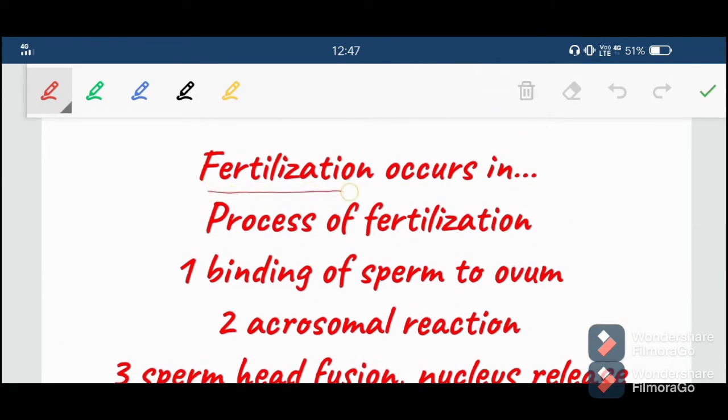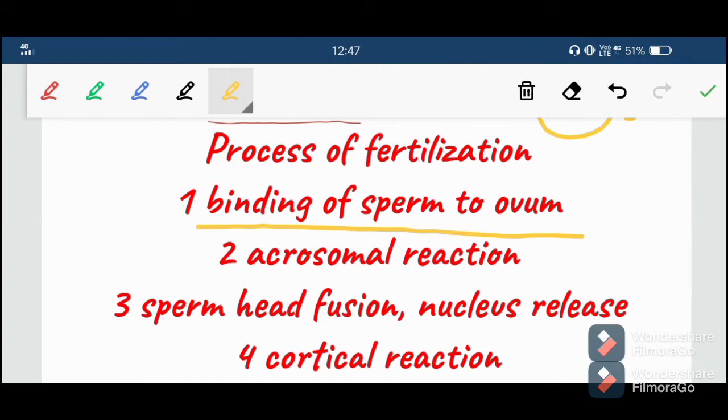Let's start the fertilization topic. Where does fertilization occur? Fertilization occurs in the ampulla. The sperm enters the uterine tube and binds with the ovum. Strictly speaking, this should not be an ovum. This should be, yes, a secondary oocyte.